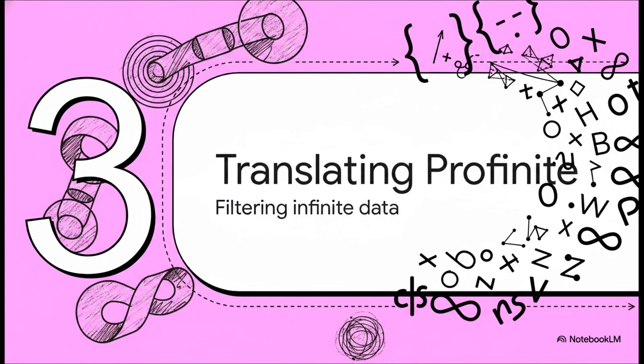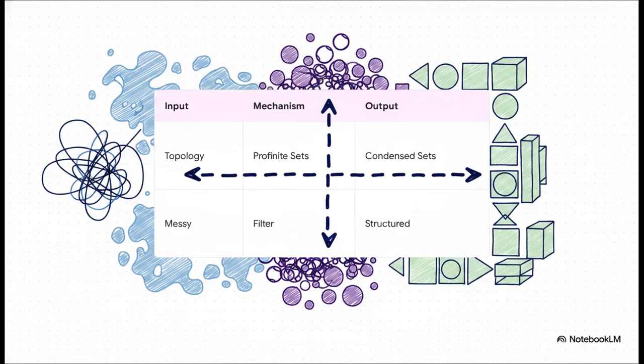Let's look closer at how that works in Section 3, translating through profinite sets. Think of this exact pipeline almost like a giant water filter. Your input is the messy, continuous, traditional topological spaces. The mechanism, the filter itself, is made up of profinite sets and extremely disconnected spaces. And what comes out the other side? Your output is a condensed set, perfectly structured algebraic objects that hold on to all that important topological information, but without any of those messy pathological errors.